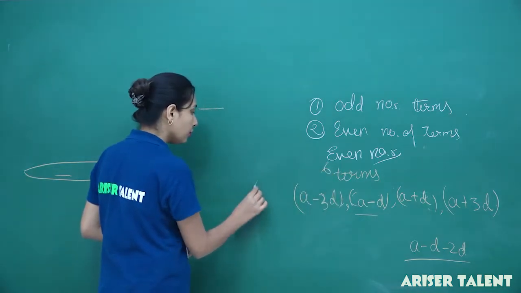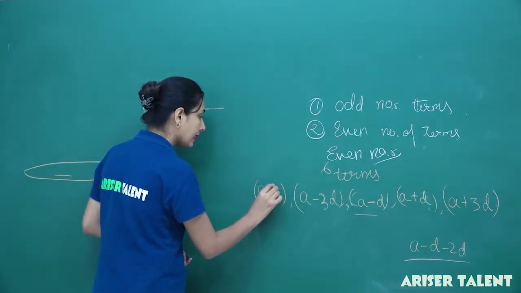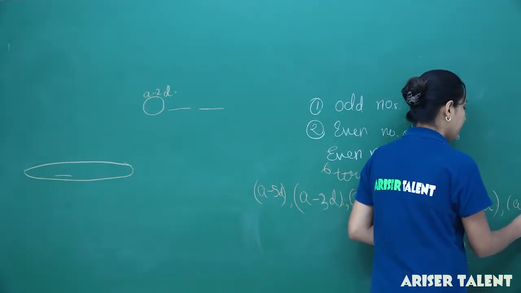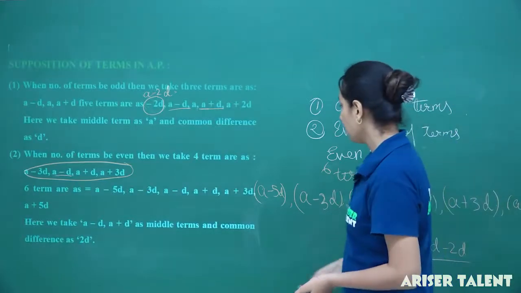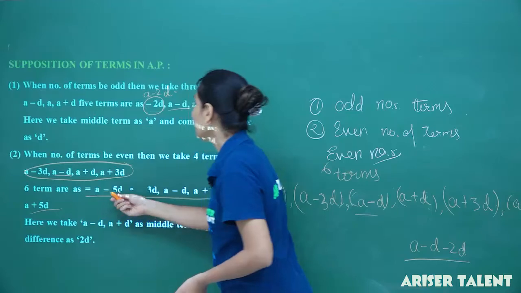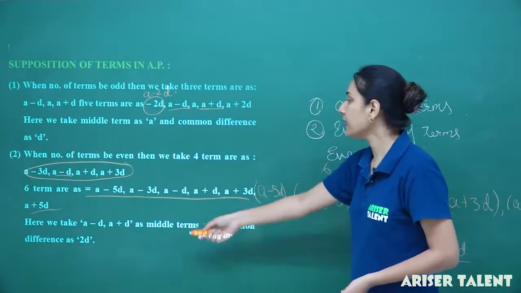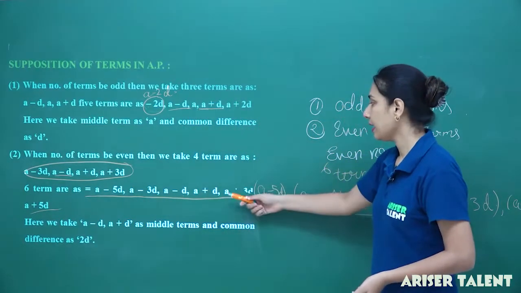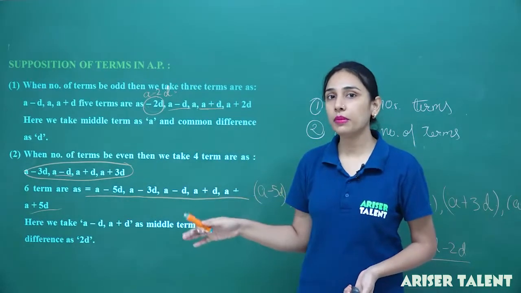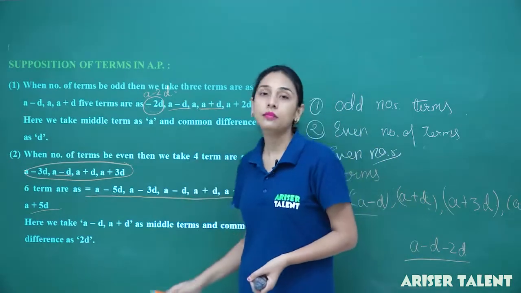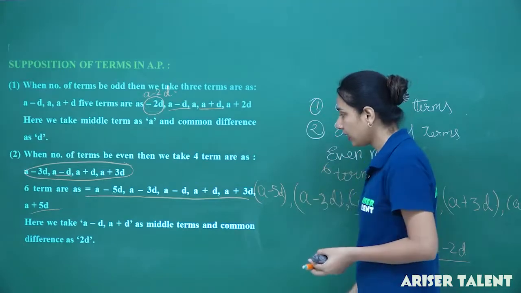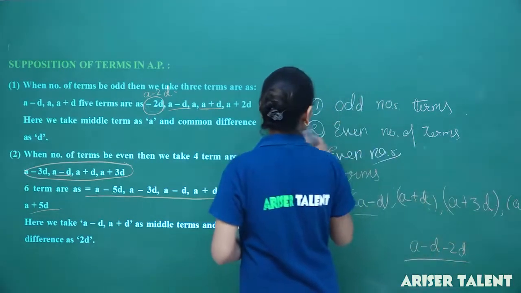what you will have to do is just extend it with A minus 5D and A plus 5D. So this will be your chain: A minus 5D, A minus 3D, A minus D, A plus D, A plus 3D and A plus 5D. So this is the method by which you will be supposing the terms. This is the supposition of terms in AP.